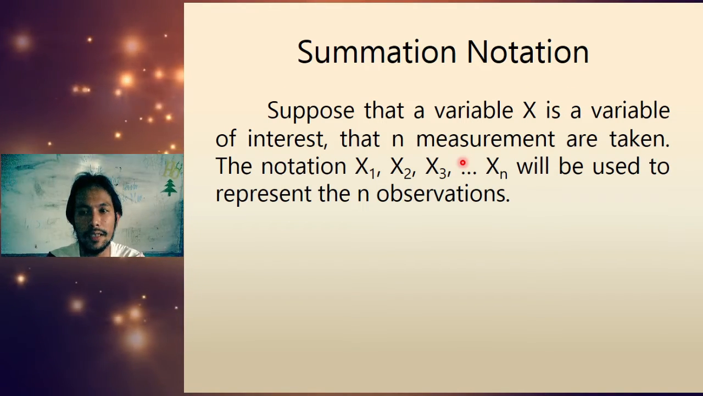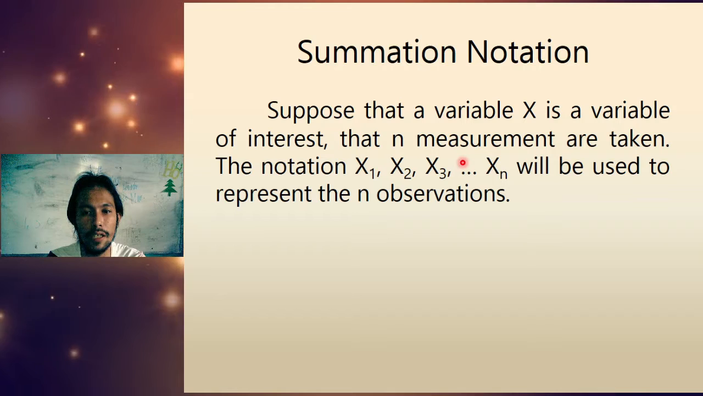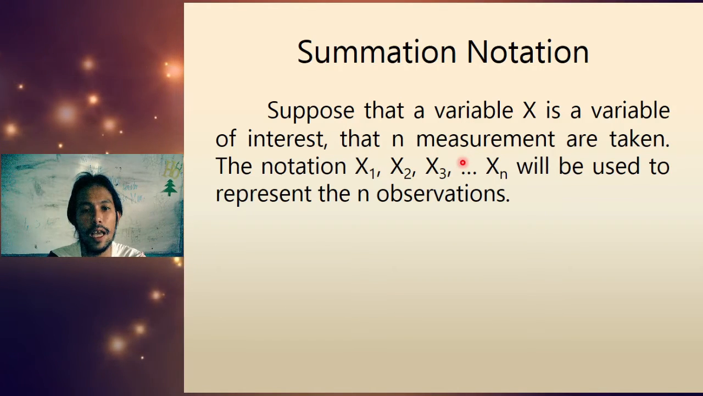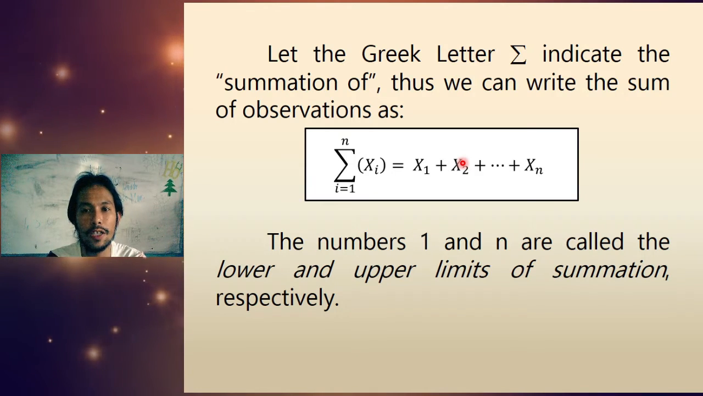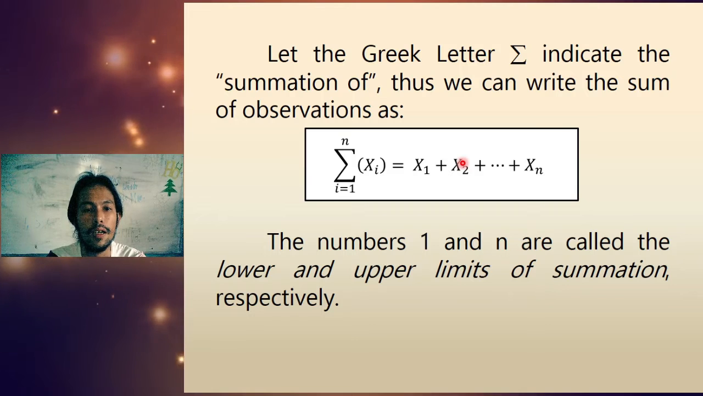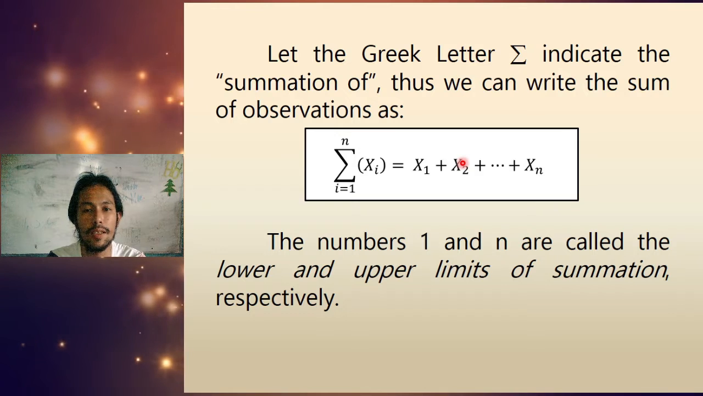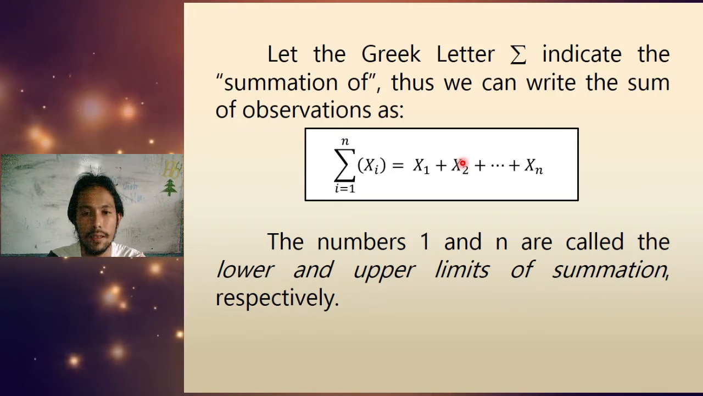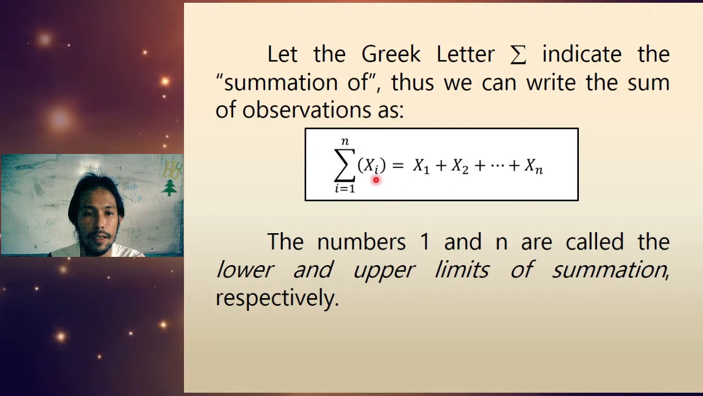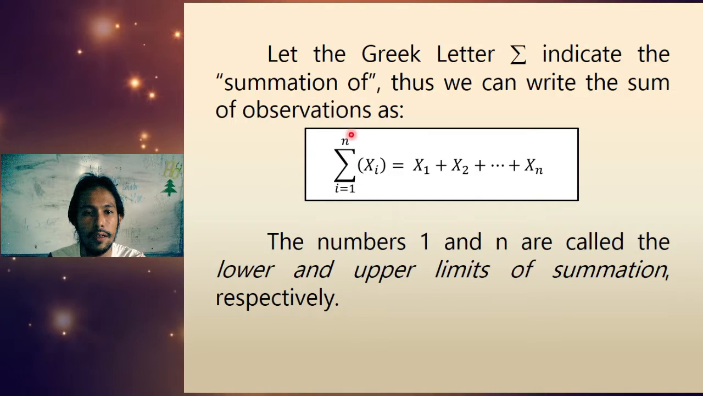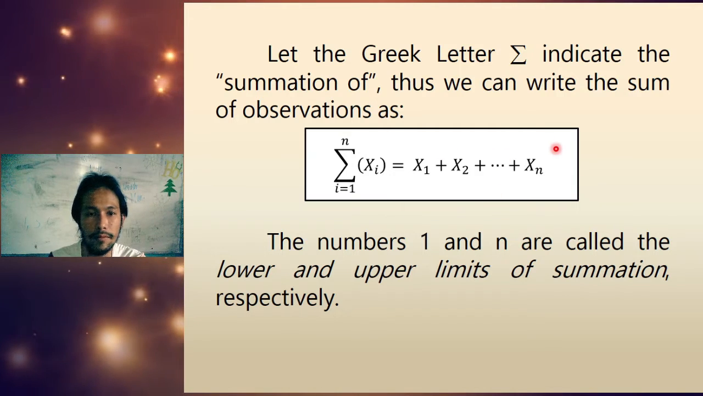So suppose that a variable x is a variable of interest that n measurements are taken. The notation x sub 1, x sub 2, x sub 3, so on until x sub n will be used to represent the n observations. So to simplify, let the Greek letter sigma indicate the summation of. Thus we can write the sum of observations as summation of x sub i equals x sub 1 plus x sub 2 plus x sub 3 until x sub n. The number 1, so ang 1 kani siya nga 1, mao ni siya ang lower limit, then ang n mo ay atong upper limit. So muna siya nagsugod siya sa x sub 1, unya nahuman siya sa x sub n.